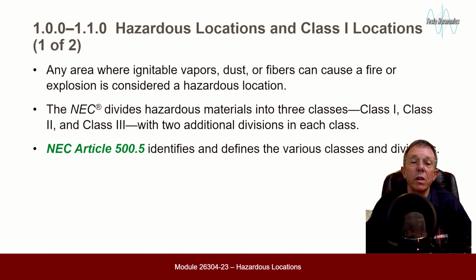Any area where ignitable dust, vapors, or fibers can cause a fire or explosion is considered a hazardous location. The NEC divides hazardous materials into three classes, Class 1, Class 2, and Class 3, with two additional divisions in each class. NEC Article 500.5 identifies and defines the various classes and divisions.